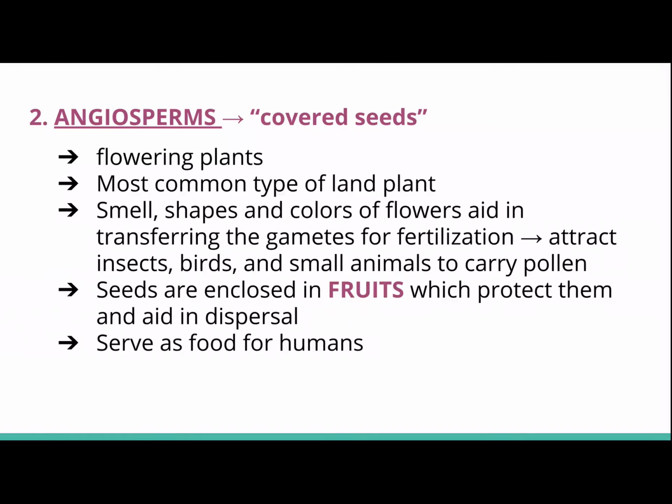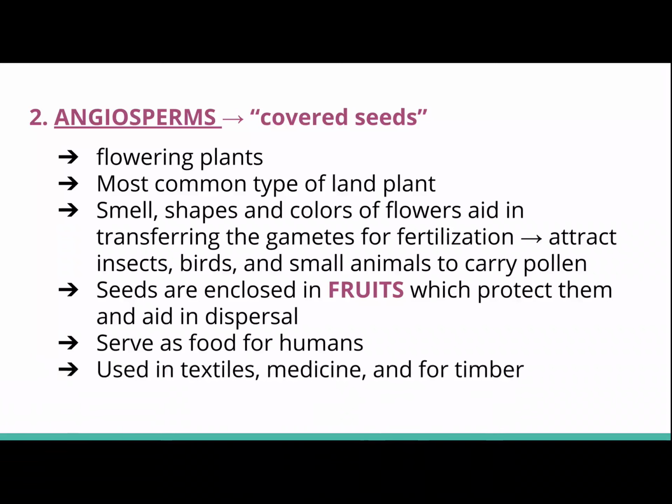Corn. Corn kernels are seeds. So the corn cob would be considered the fruit of that plant. And the corn kernels then would be the seeds. Now, even though, like I said, we consider them to be vegetables, that's because we're looking at the food pyramid. But they technically are the fruits of those particular plants. Angiosperms also are used in textiles, medicines, and for timber. And timber would be the wood that we use to make furniture and build houses and things like that.